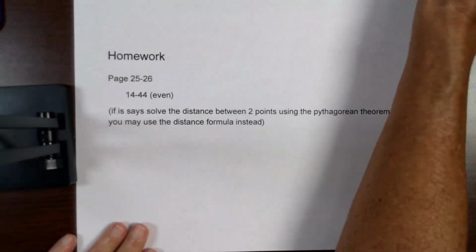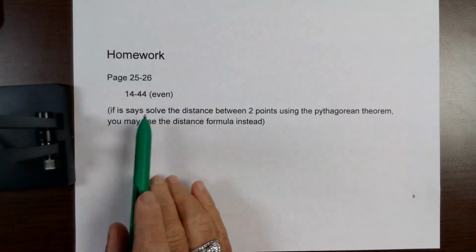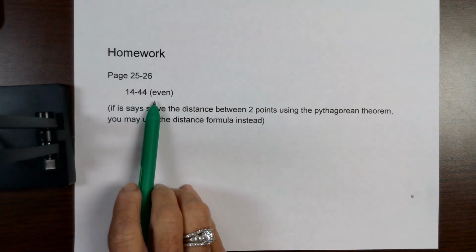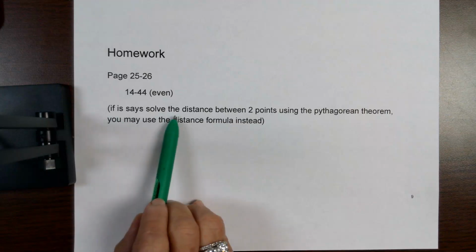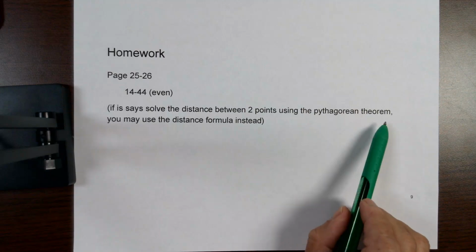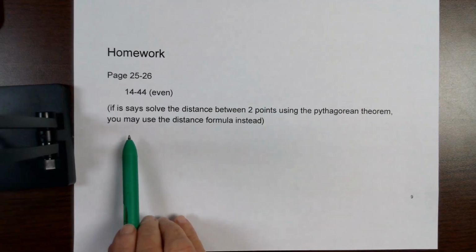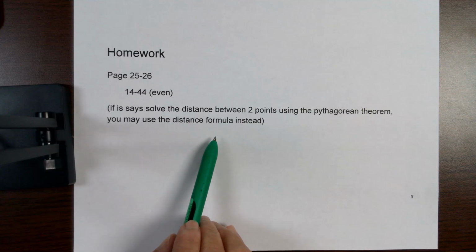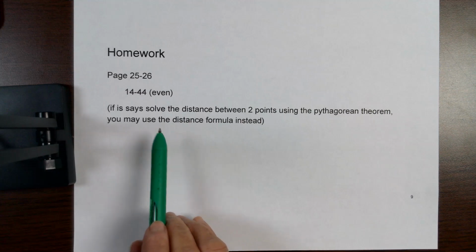All right, homework on this is page 25 through 26, 14 through 44 even. Now if it says to solve by the distance between the 2 points using the Pythagorean theorem, you don't have to do that. You can use the distance formula instead, so you don't have to put it on a coordinate plane.